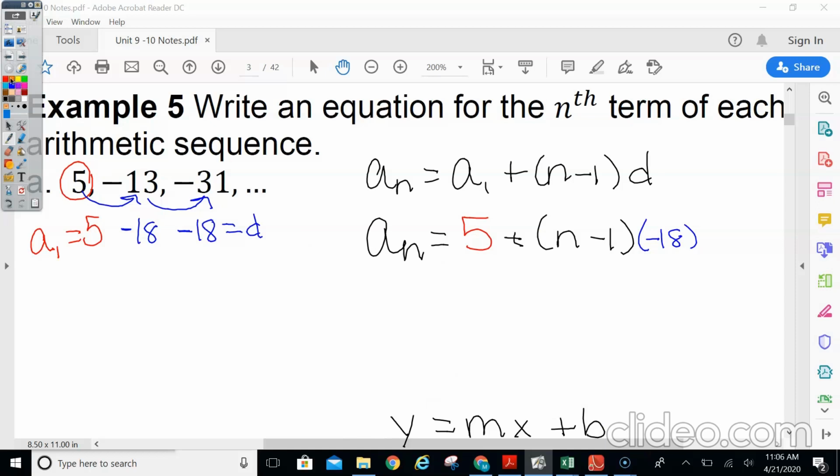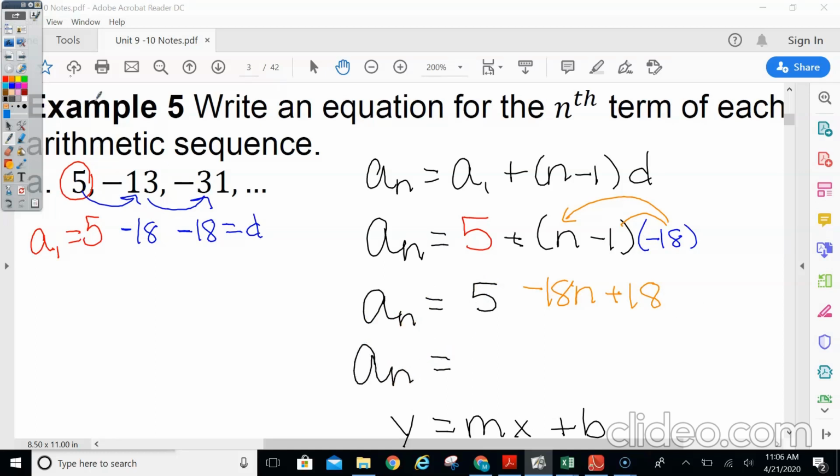Okay, so the way we do that is we distribute first. So here I'm going to get negative 18n plus 18. For a sub n, remember that's like our y. And then we want to combine our like terms. So a sub n equals our slope. It's going to be negative 18, n is our x, the b is going to be what we get when we combine our like terms. So here 5 and 18 is plus 23. So that's like our slope-intercept form equation.